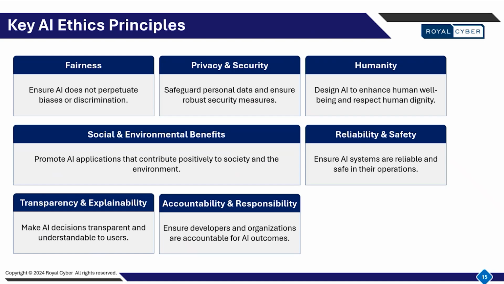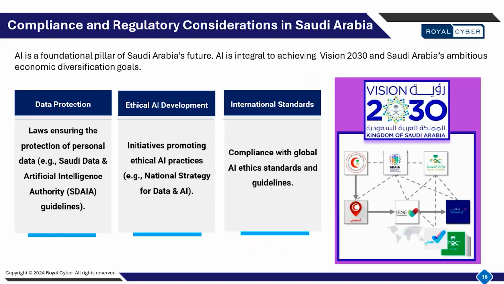Finally, accountability and responsibility are fundamental to ethical AI development. Developers and organizations must be accountable for the outcomes of their AI systems, taking responsibility for any errors or harm caused, and ensuring that there are mechanisms in place to address issues where they arise.